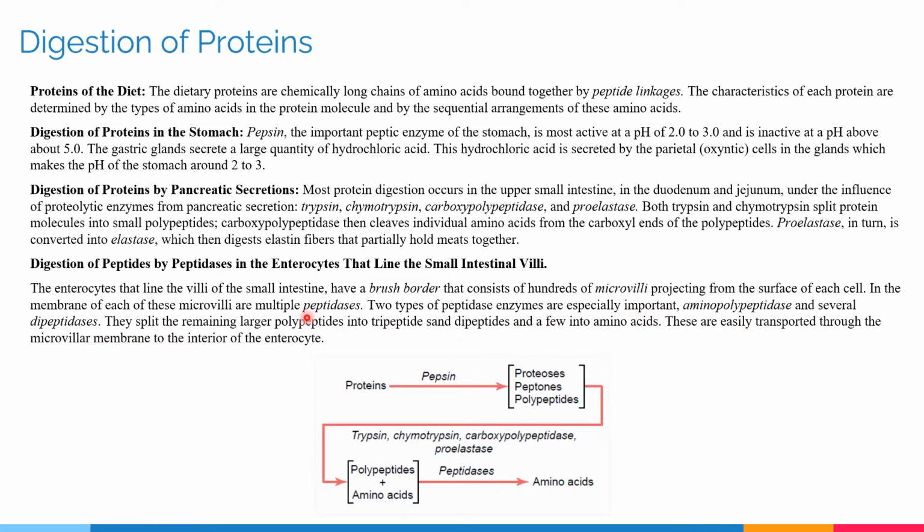Again, we have a flow chart of how proteins are digested by the body. First, proteins are acted upon by pepsin, which breaks them down to proteases, peptones, and polypeptides. Next, these are acted upon by trypsin, chymotrypsin, carboxypolypeptidase, and proelastase, which break them down to polypeptides and amino acids. And finally, peptidases break all of the polypeptides down to constituent amino acids.